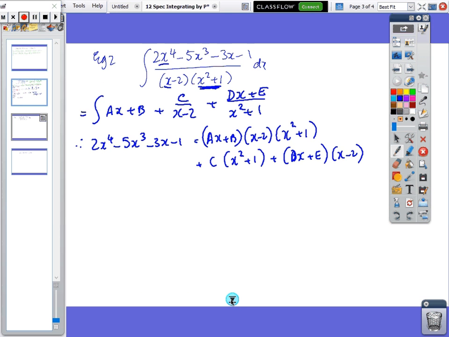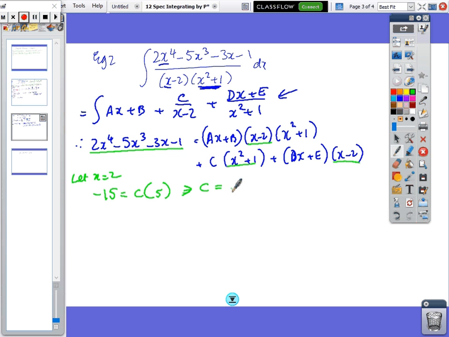Okay, I'm thinking that this part here, we might have to do some practice on division to actually see what's happening there, but otherwise I'm just going to assume that you have done polynomial division before. Okay, so we're looking at a substitution. The only substitution we can do is x minus 2, which will kill off some of those terms. So if I say let x equals 2, when I sub x equals 2 into there, you should get minus 15, and c times 5 is left, so gives you c equals minus 3.